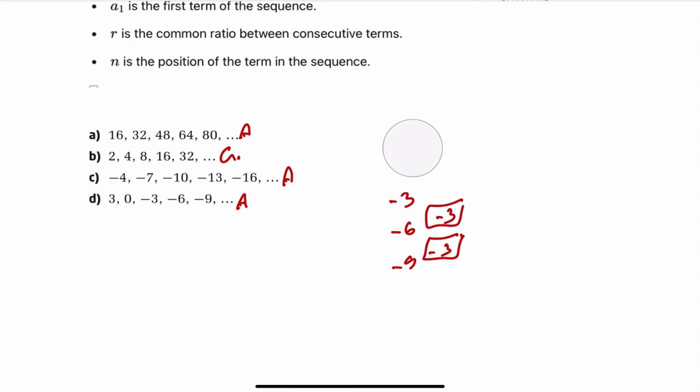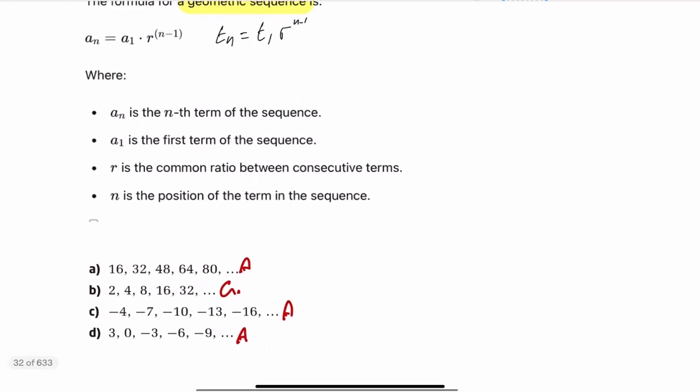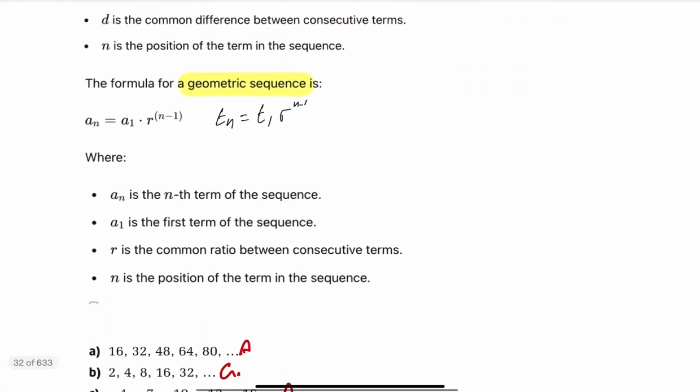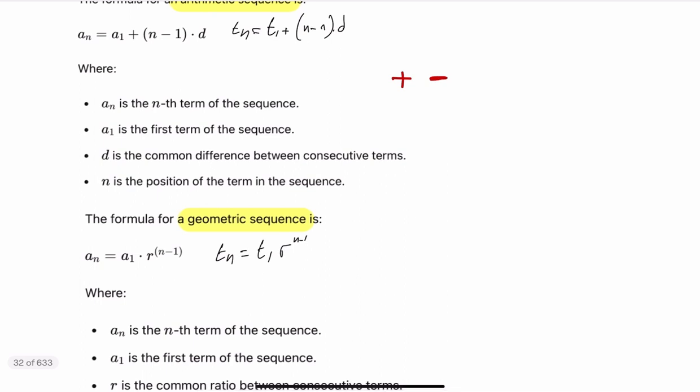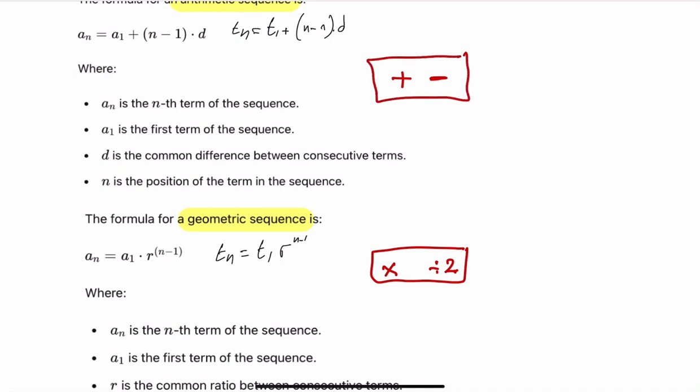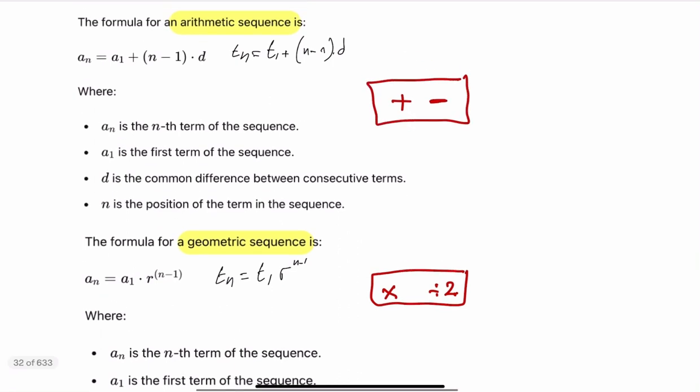The only thing you need to remember here is that when we are talking about geometric sequences and arithmetic sequences, if we are talking about addition, we are talking about subtraction at the same time. And also for the geometric sequence, when we are talking about multiplying by the same number, we are also talking about dividing by the same number. So if you are multiplying or dividing by the same number, it's a geometric sequence. And if you are adding or subtracting the same number, it's an arithmetic sequence.